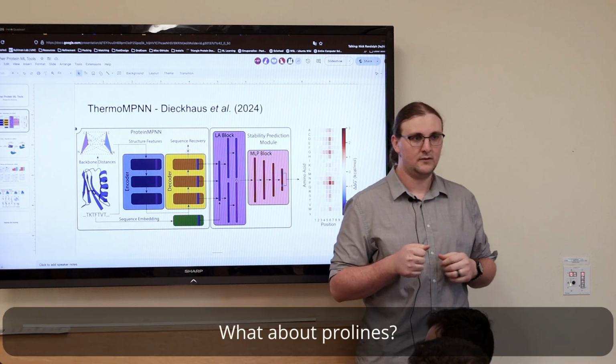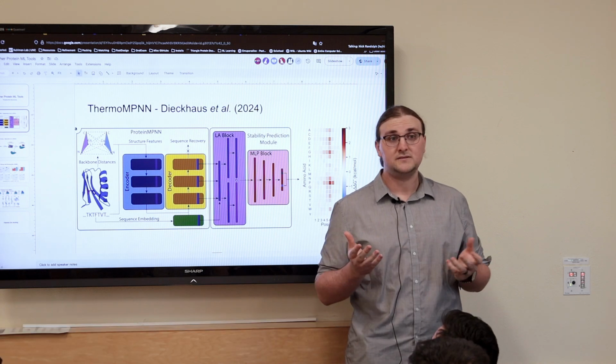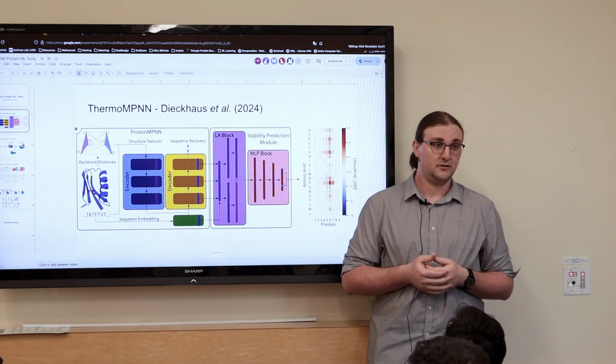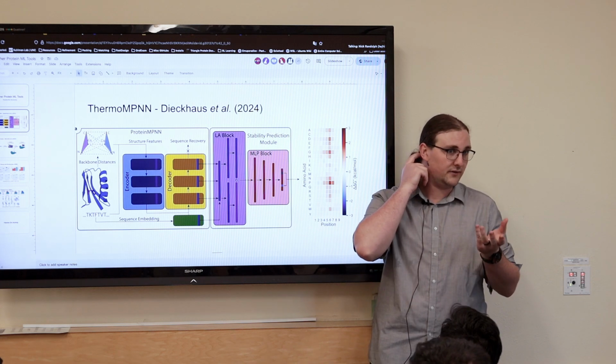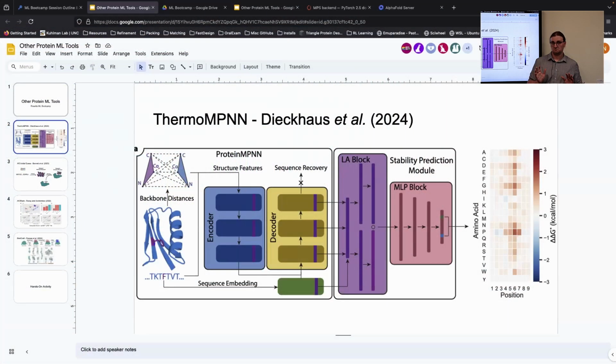Okay. What about prolines? The prolines honestly weren't that much of a concern. It was mostly the assay's limitations for the cysteines forming disulfides.